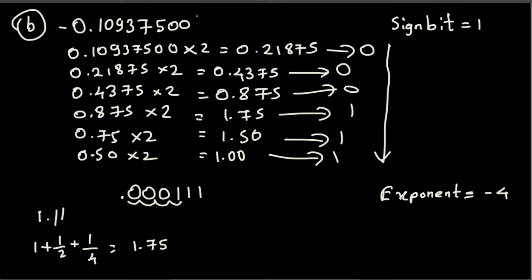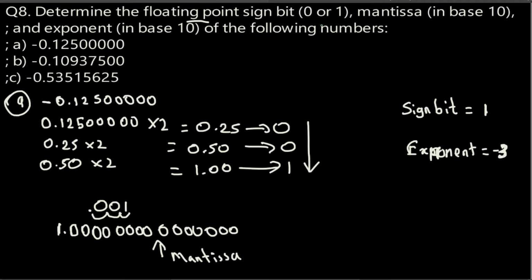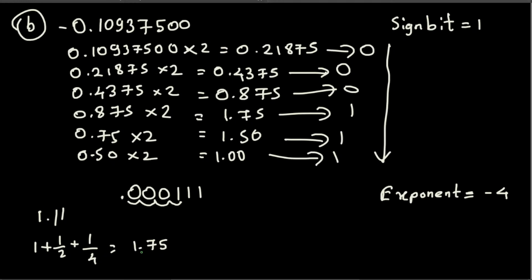But this is a floating point, as mentioned in the question. So we have to represent this one in 16 decimal digits. So here we have 3 already gone, so 13 more digits. We fill that up with zeros. 4, 8, 12, and 1 more. That's it. And this is our mantissa.